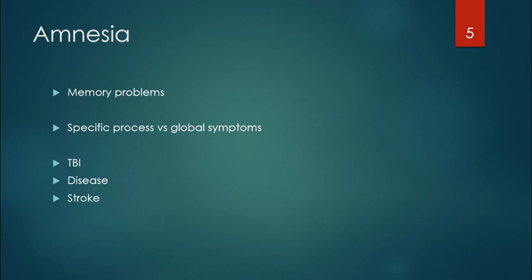Amnesia could be due to a TBI, which stands for a traumatic brain injury. It could be due to different diseases. Clive Wearing famously had a viral infection, a form of hepatitis that destroyed his hippocampus. Stroke is another way that amnesia can come about. A stroke occurs when there's a blockage in different arteries leading to the brain, and different parts of the brain actually die because they don't get nutrients from blood.